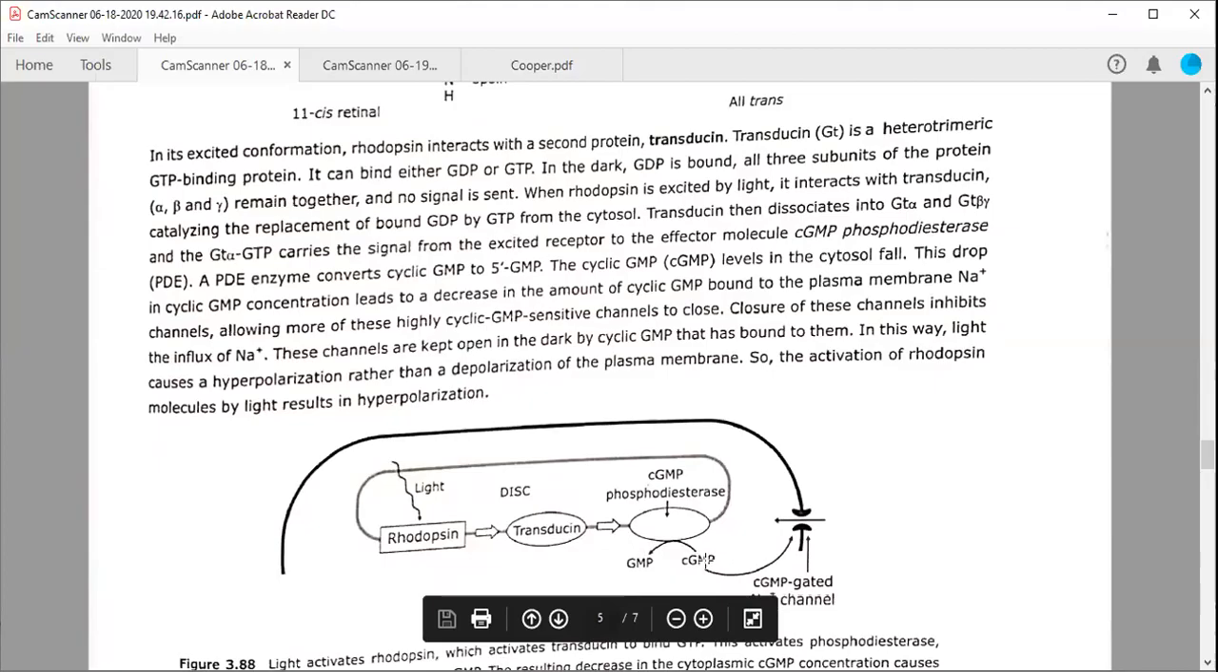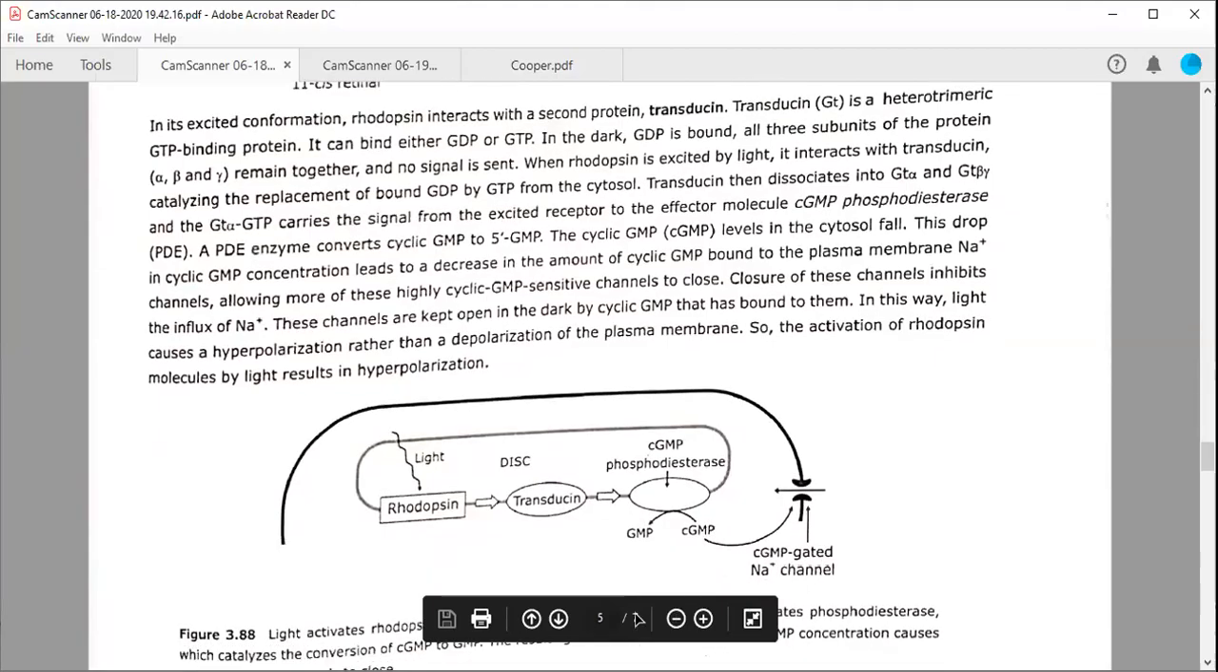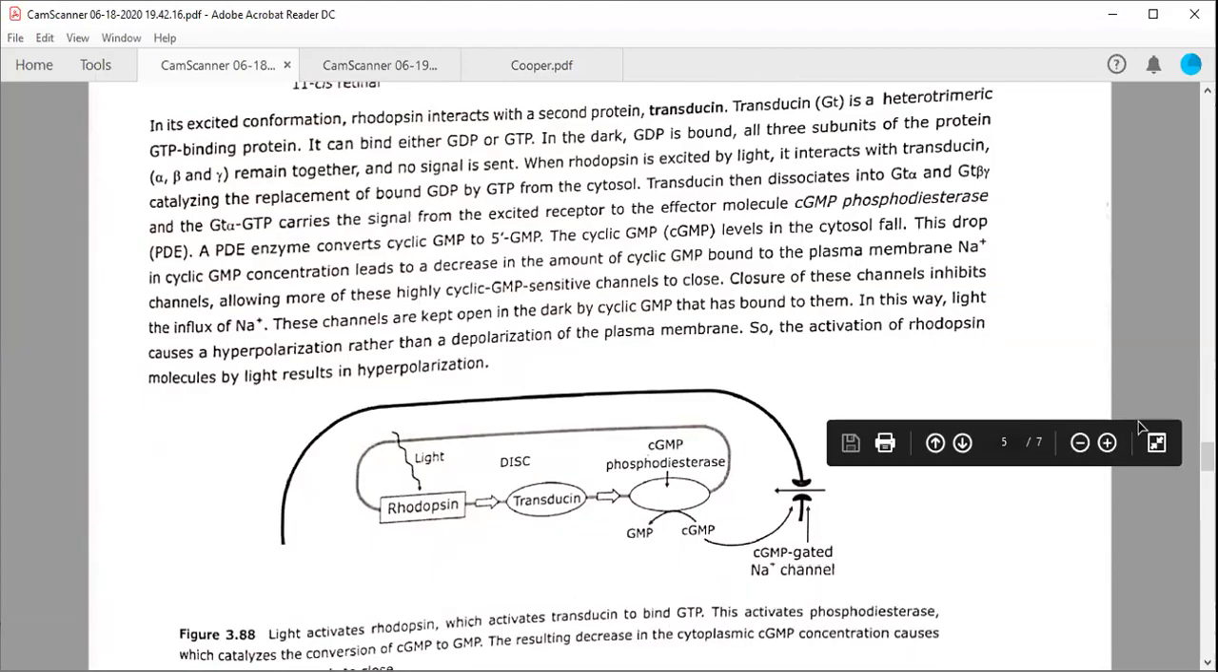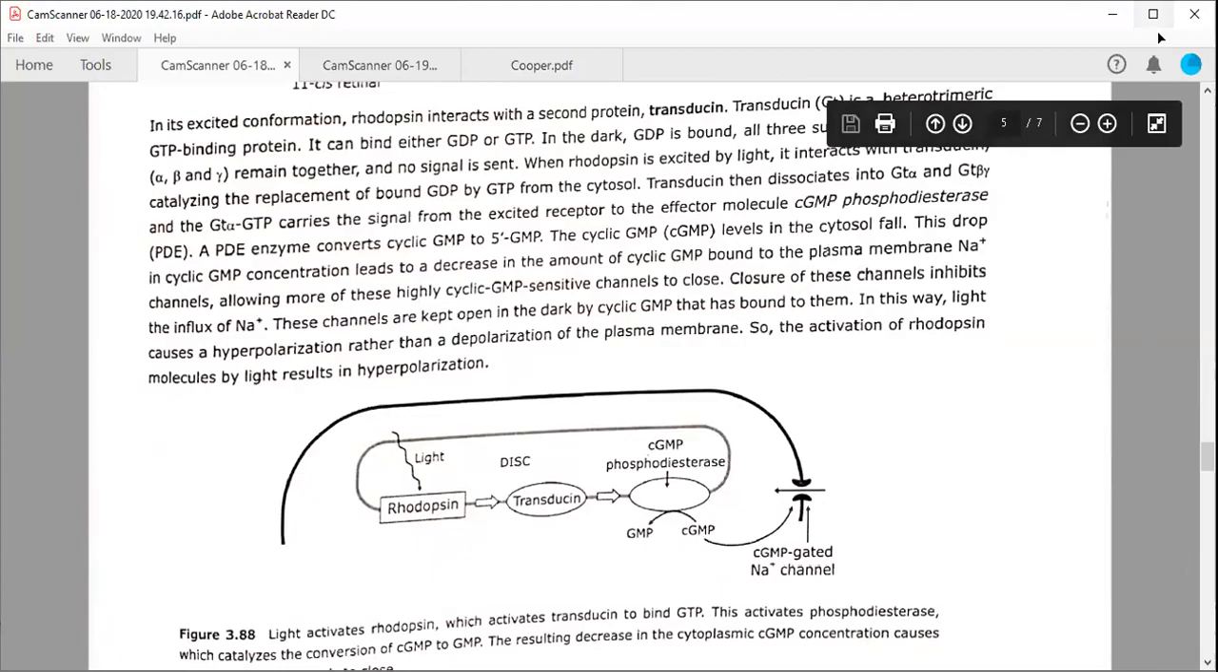This cyclic GMP is opening your sodium ion channels, but once it is degraded, it will not be able to open these sodium ion channels. These will be closed, and therefore there is no influx of sodium ions within your cell, so a hyperpolarization state will be achieved.